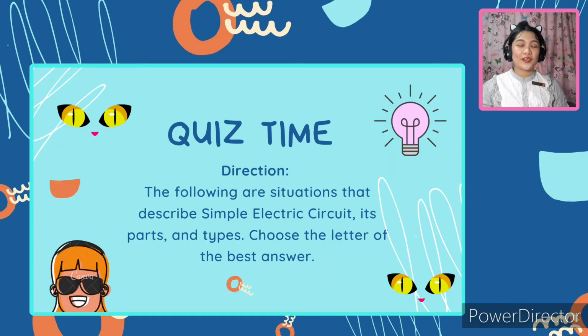Quiz time! Direction. The following are situations that describe simple electric circuit, its parts and types. Choose the letter of the best answer. I will only give you 60 seconds per item. Okay?